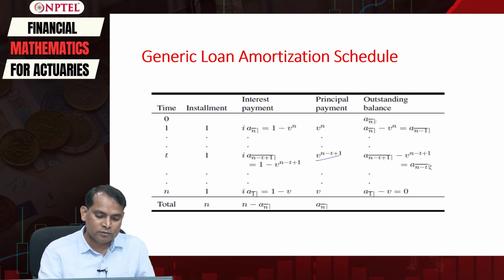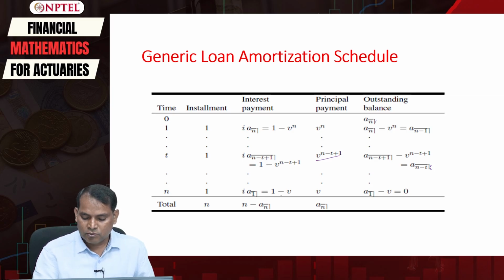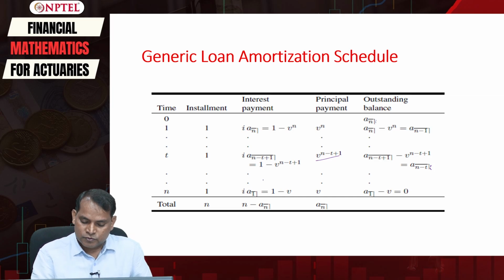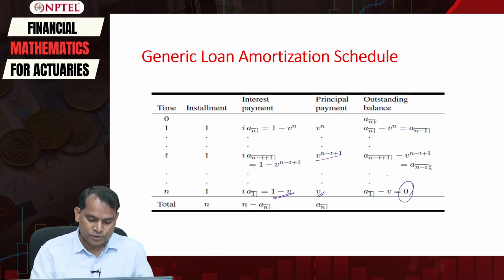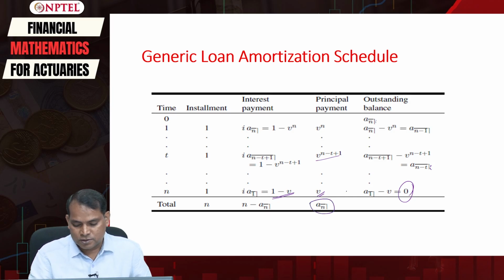Similarly, we go on to the nth time period, and we find that the amount going towards the interest payment becomes 1 minus v, and the amount going towards the principal reduction becomes v, and the outstanding balance is reduced to 0. Therefore the total interest payment you have made is n minus a angle n, and the total principal reduction is equivalent to the initial loan balance.